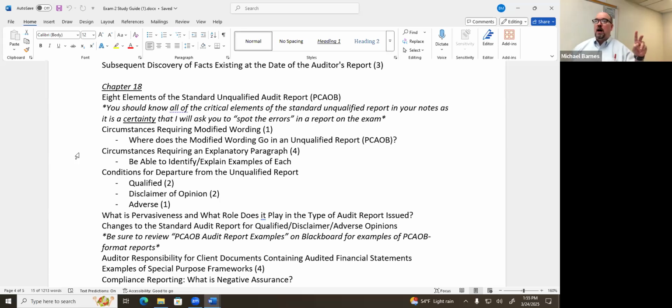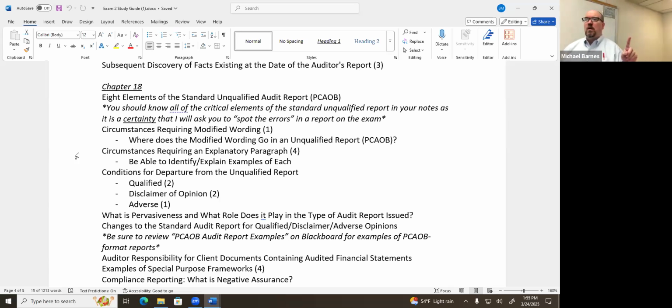A disclaimer opinion arises when there's a pervasive scope limitation. A pervasive scope limitation. By the way, what does scope limitation mean? I use that term, I bandied it about a few times already. What does it mean? Yeah, auditors not able to do their job. Okay, they tried to do something, they were not able to do it, so they can't answer the question, is everything okay?